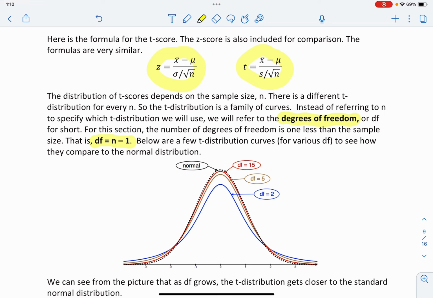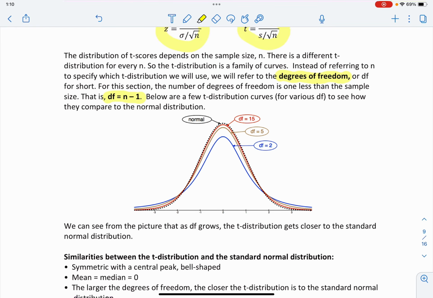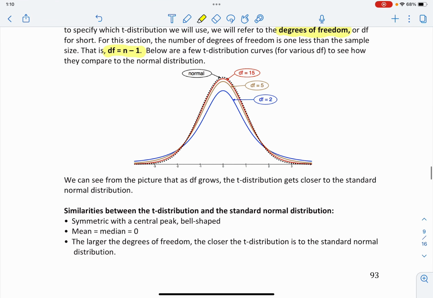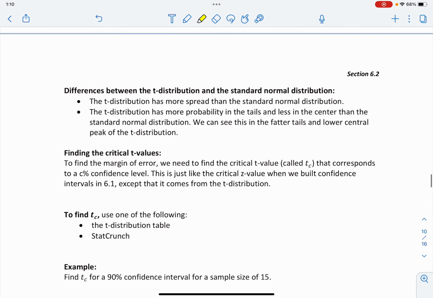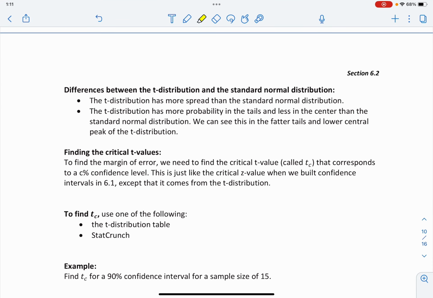Now, StatCrunch does have a t calculator, so we'll be using that. Otherwise, a lot of it is going to be similar to 6.1. There are some similar properties to the normal distribution, but it gives a little bit more accurate data because we're including that sample size. Some differences: the t-distribution has more spread, fatter tails.